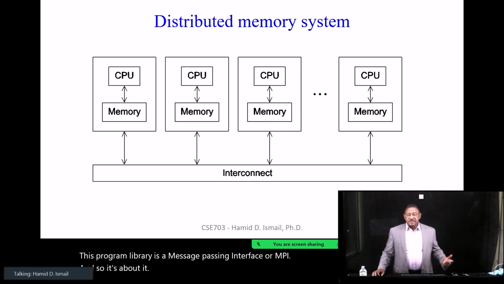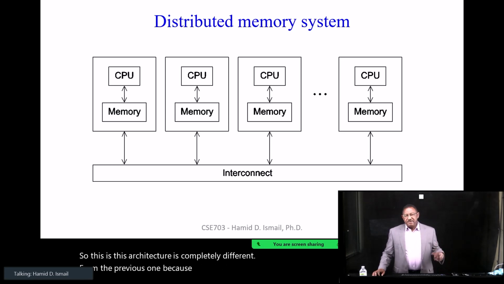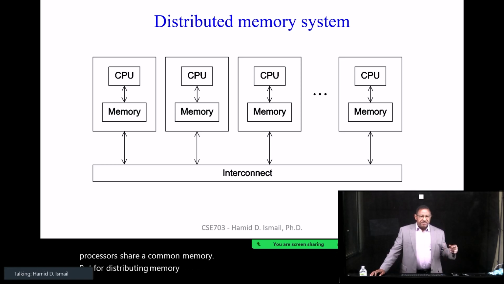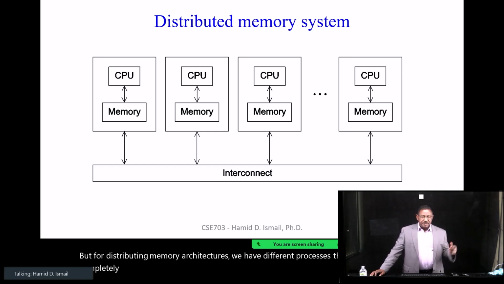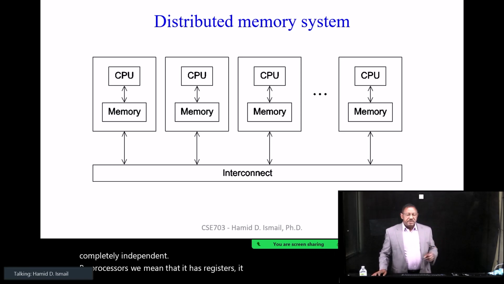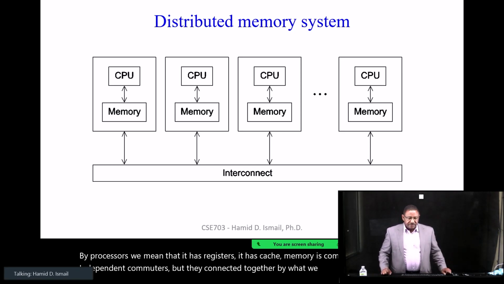So this architecture is completely different from the previous one, because in shared memory architectures we have different processors, but those processors share a common memory. But for distributed memory architectures, we have different processors, and each processor is completely independent. By processors, we mean that each has registers, cache, and memory; they are completely independent computers, but they're connected together by what we call an interconnect.